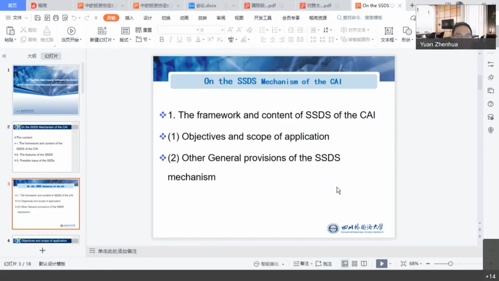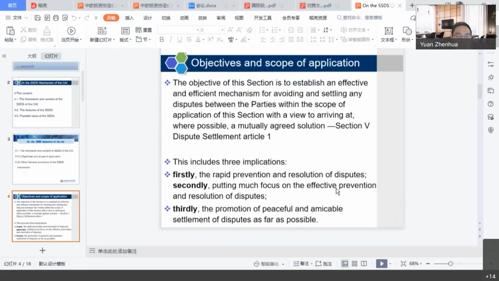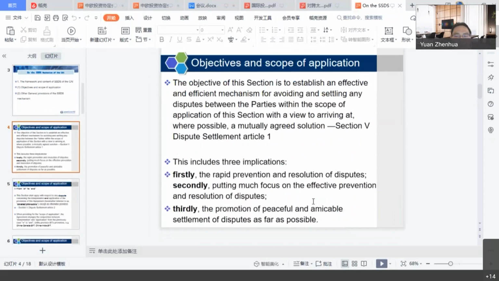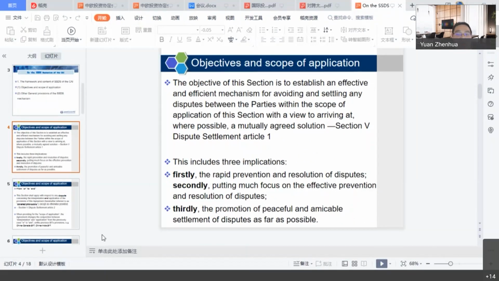So I think it is worth considering how the state-state dispute settlement established by the CAI provides institutional safeguards for the realization of the rights of both China and the European Union, and how to deal with the relationship between the two totally different dispute settlement mechanisms, that is, SSDS and the investor-state dispute settlement.